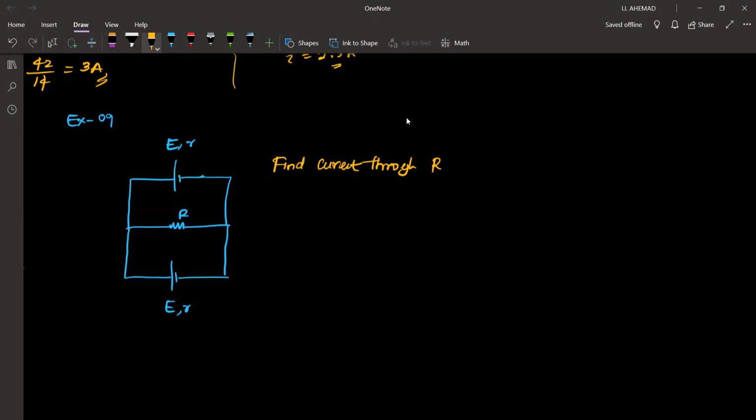Find the current through R. So when you mark, analyze the circuit, okay? Analyze the circuit, understand and mark. So here, what can you tell about the EMF? Both of them have equal EMF. Therefore, does this battery have enough power? Does it have enough energy to push current into the upper circuit?